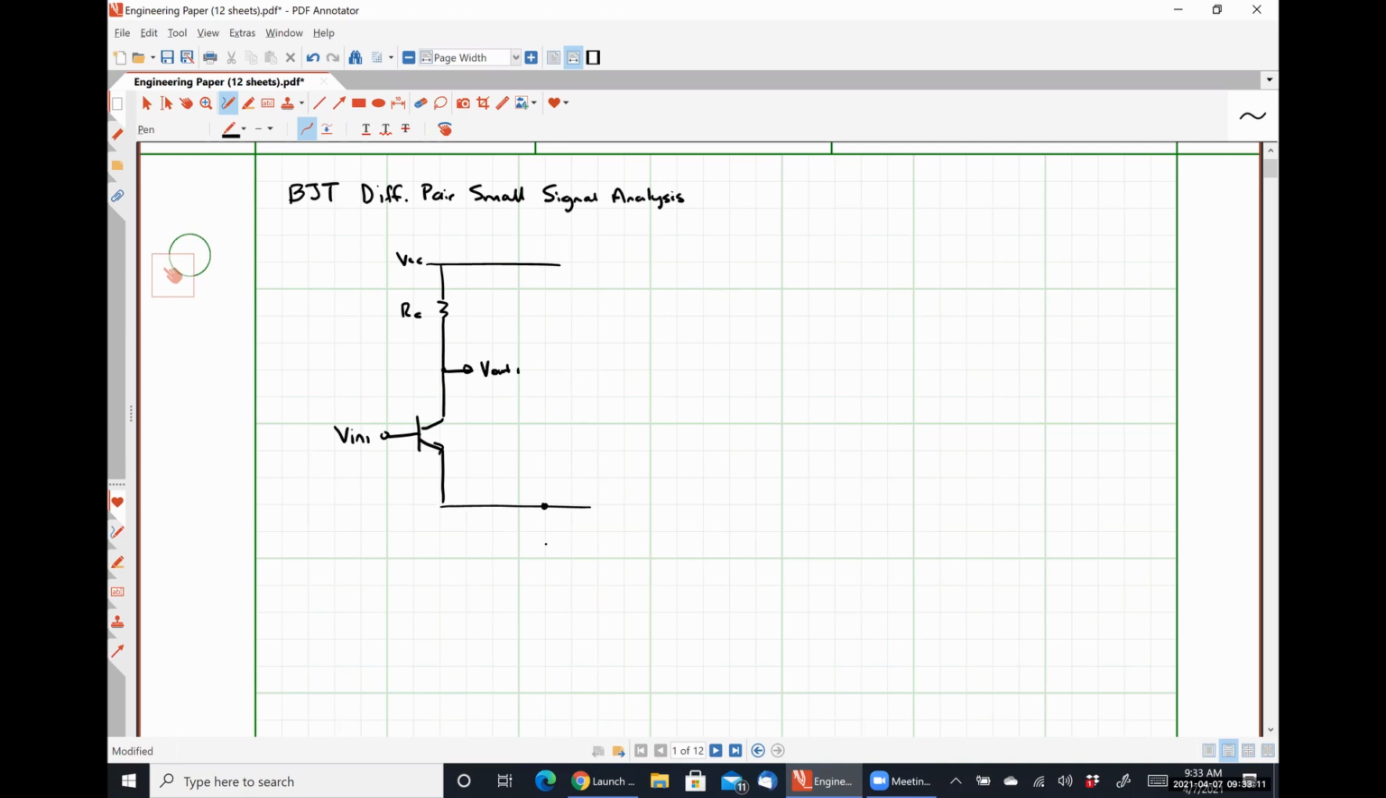I have my tail current IEE, like so. And then I make my copy of it on the other side. V in 2, V out 2. Here is RC. And there's my power supply voltage.